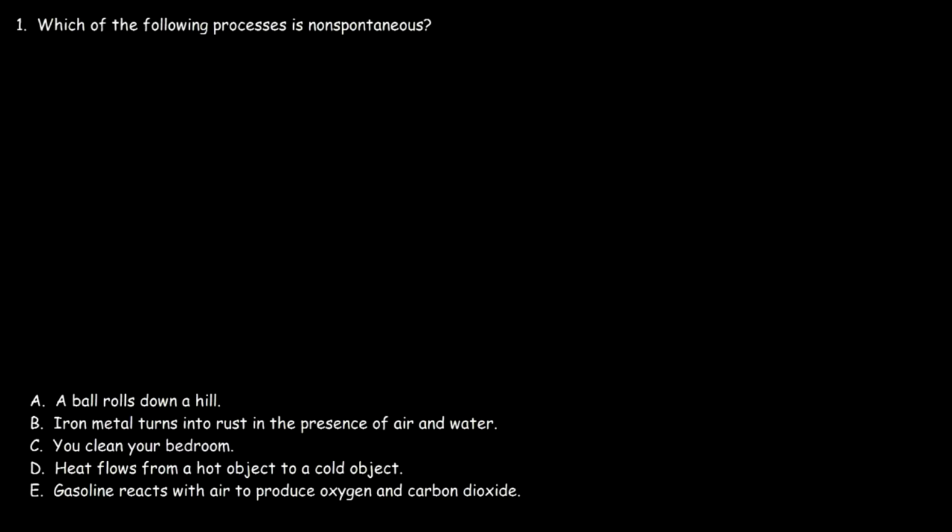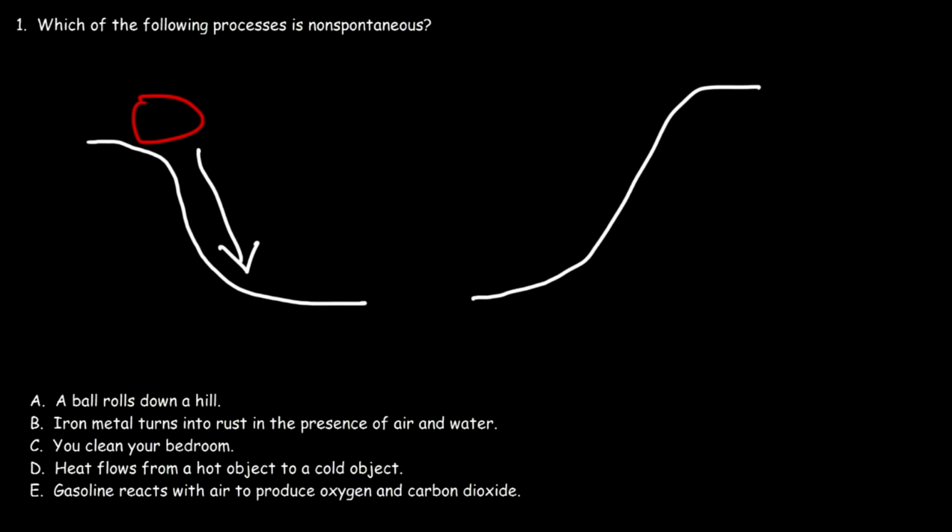So, part A, a ball rolls down a hill. Is that a spontaneous process, or is that a non-spontaneous process? If you put a ball on top of a hill, naturally, on its own, it's going to roll down. So that's a spontaneous process. Now, let's say the ball is at the bottom of the hill. Naturally, it's not going to go up on its own. It just doesn't happen. So going down a hill is a spontaneous process, but going up a hill is non-spontaneous.